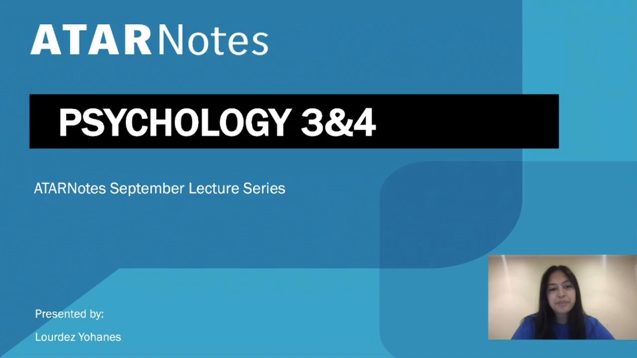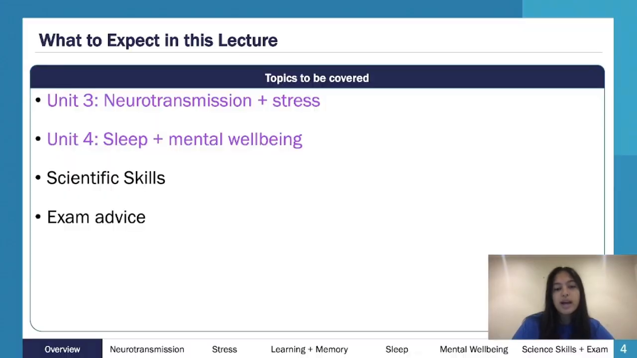So yeah, as I mentioned, we're doing a nice cover of both Unit 3 and Unit 4. So this is what we're looking at today. We're going through the first part, which will be your neurotransmission, your stress, so your Unit 3 stuff. The second half of the lecture will be your sleep and mental well-being, but we'll also have some discussion on your scientific skills, which are also really, really important, and some brief stuff on exam advice.